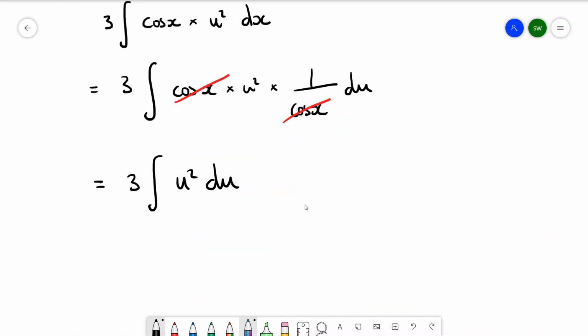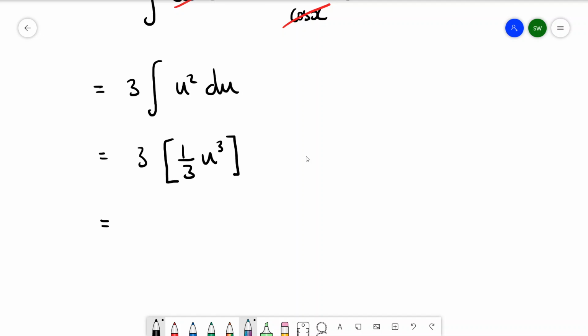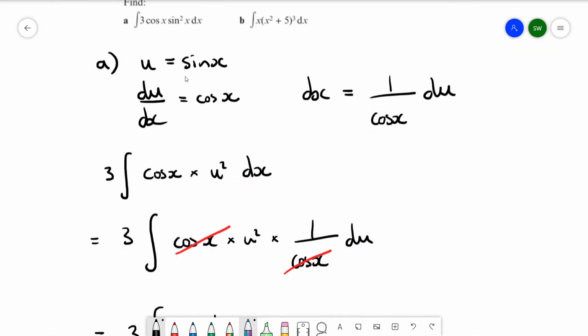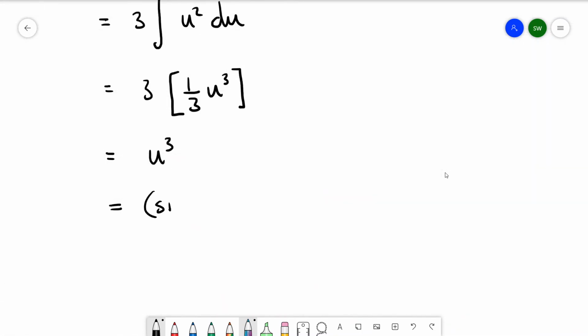And then we can just integrate u squared. So the integral of u squared is a third u to the power of 3. Remember, if you're just integrating a polynomial, you increase the power by 1, so u cubed, and then divide by the new power. So if we work this out, we're going to have 3 times a third u cubed, which is just u cubed. And we need to go back to x using the fact that u is actually sine x. So we've got sine x cubed, which we'd normally write as sine cubed x. And then we just need to remember to add our constant of integration.